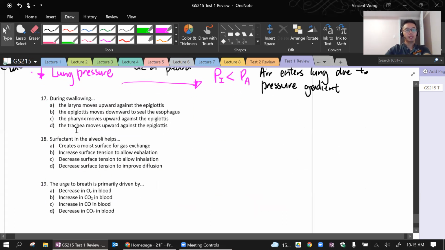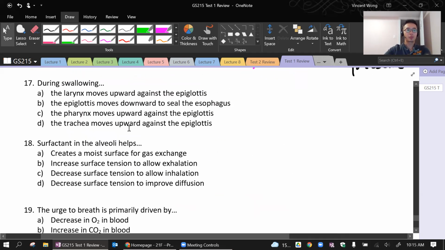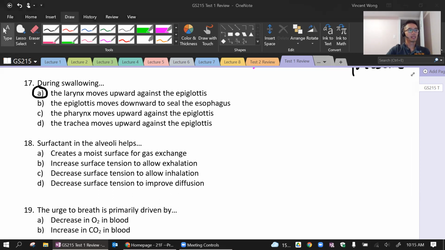Couple more. Multiple choice. I'll just do this with you. During swallowing, the larynx moves up against the epiglottis. The epiglottis moves downwards to seal the esophagus. The pharynx moves upward against the epiglottis, or the trachea moves upward against the epiglottis. Okay, so it is the larynx that moves up. Right? I told you to put your hand here, swallow, you will feel that it goes up. Okay, so that's the one. Next one, I want you to try.